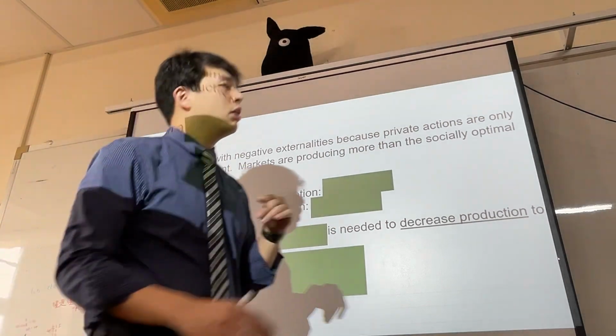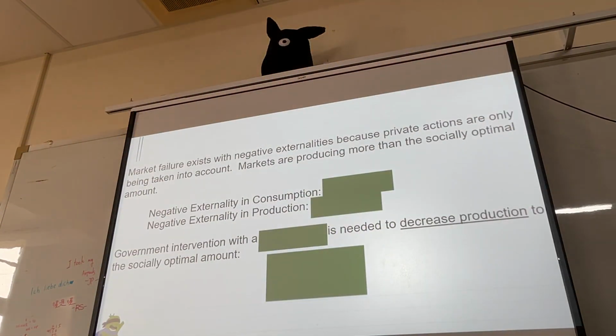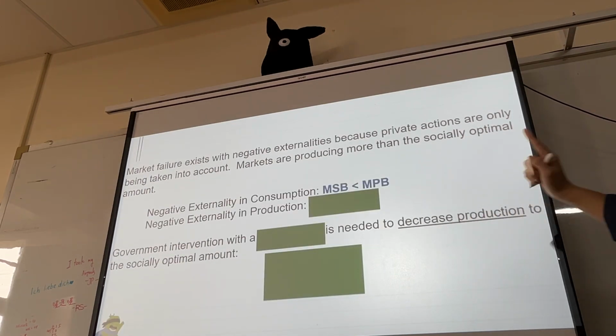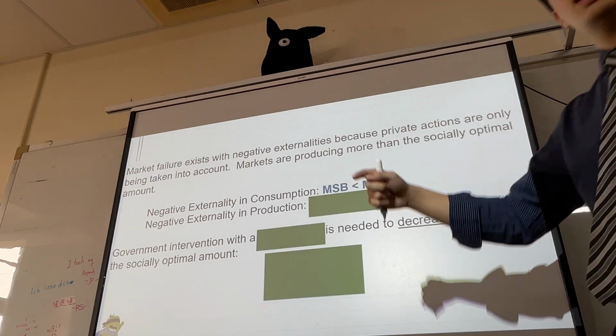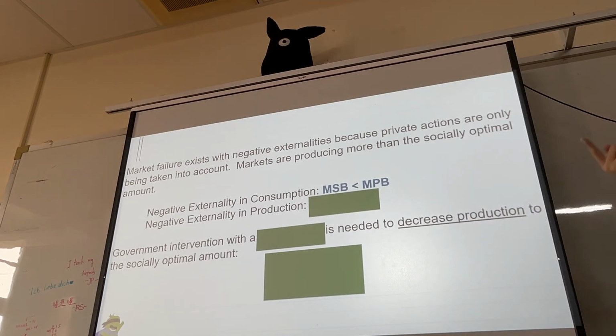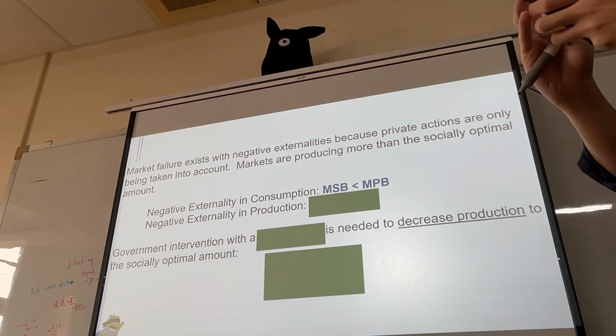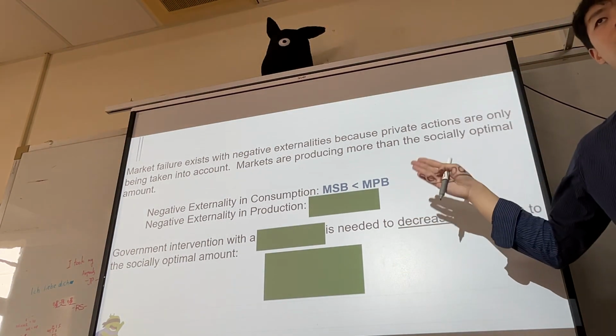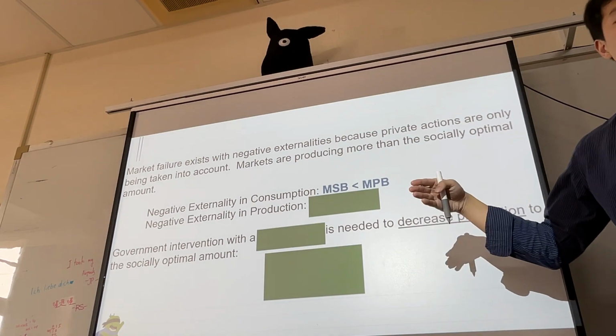So, tell me, for your negative externality consumption, what is the formula you need to know? MPB is greater than MSB. If you forgot, please remember this. Good job. Production: MSC greater than MPC. Good.